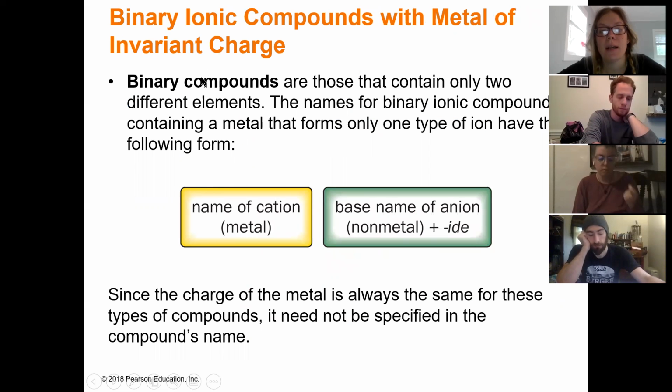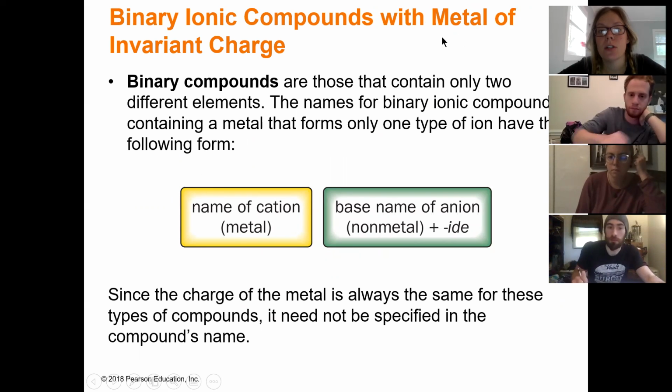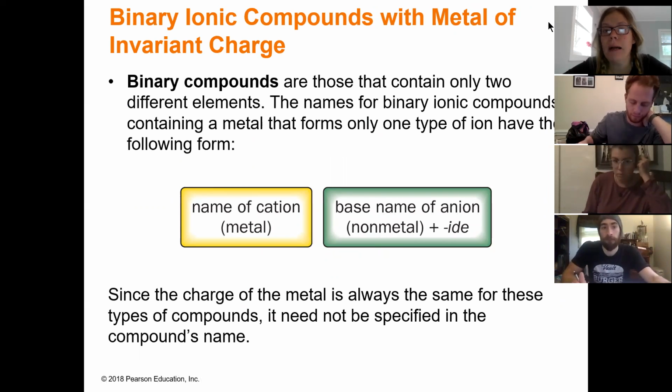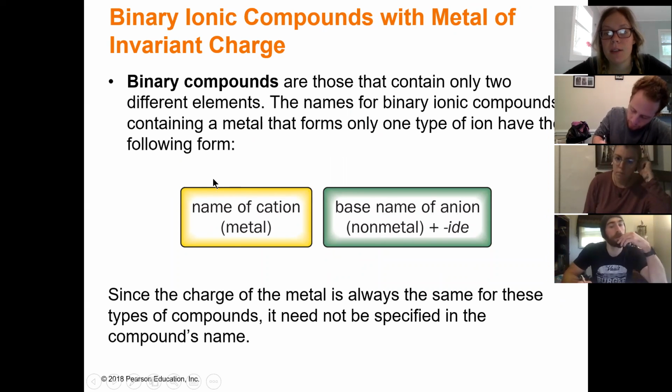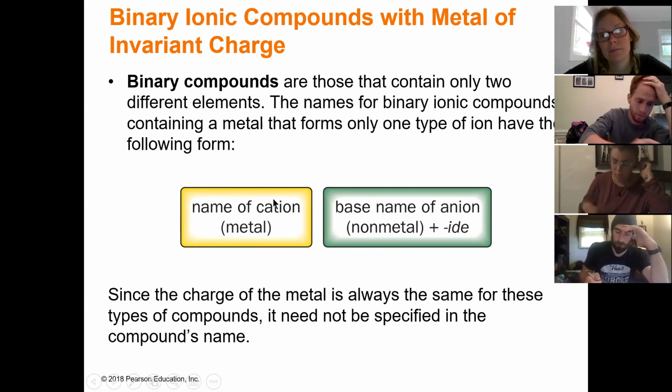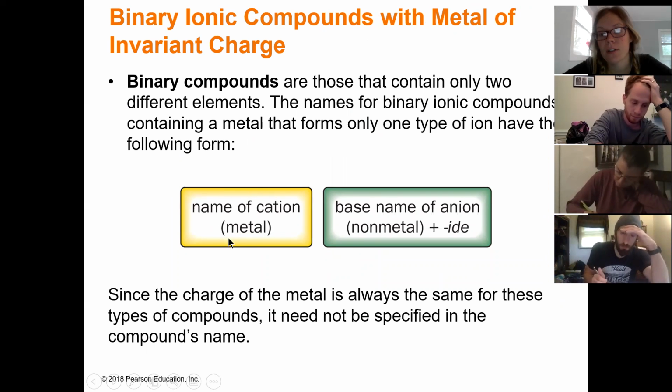Okay, so back to if it's a predictable charge. If it's a predictable charge or a binary ionic compound, the way you're going to name it is you say the name of the cation. So you say the metal first. Then you take the base name of the anion, and so you cut the end of the non-metal off, and you add -ide to the end of it.